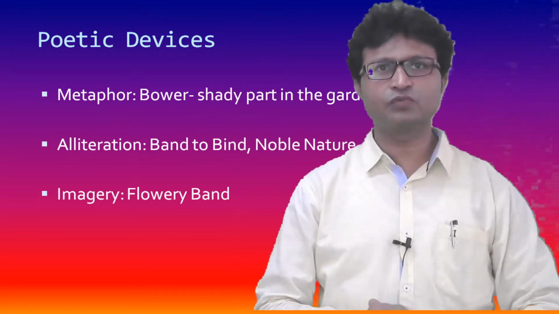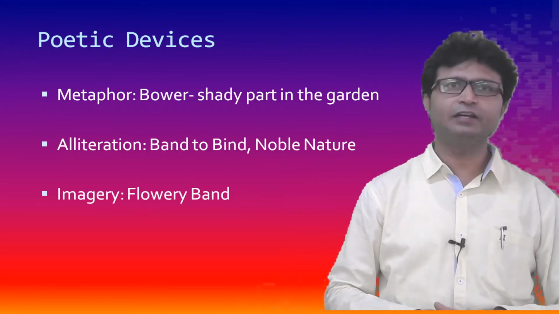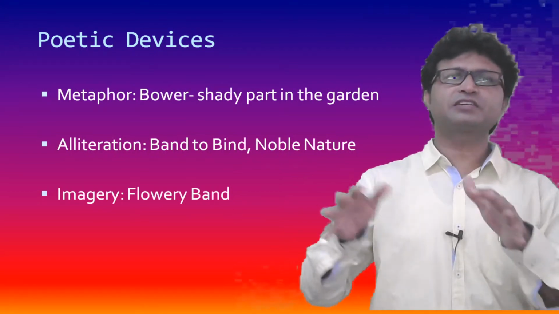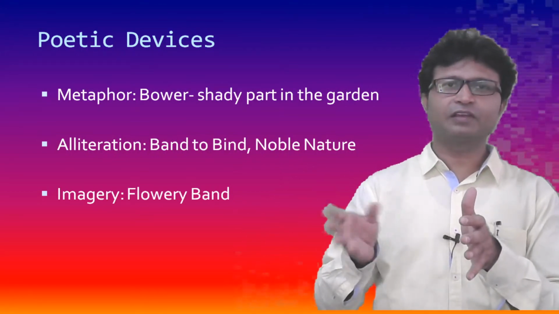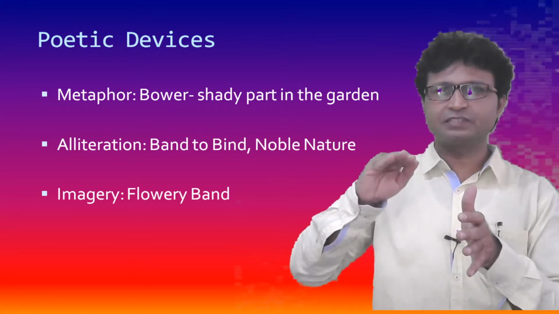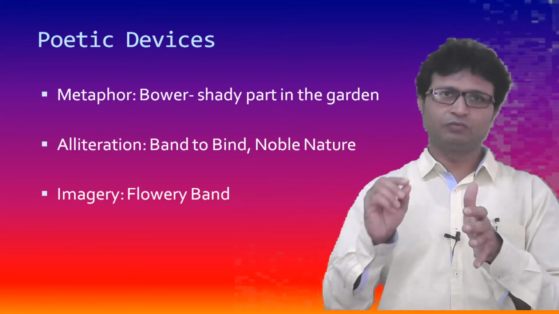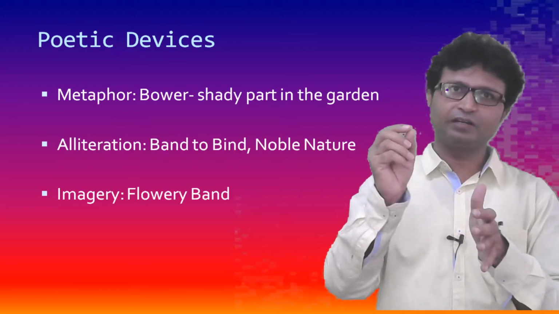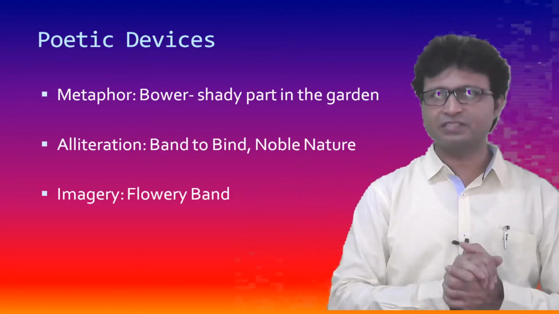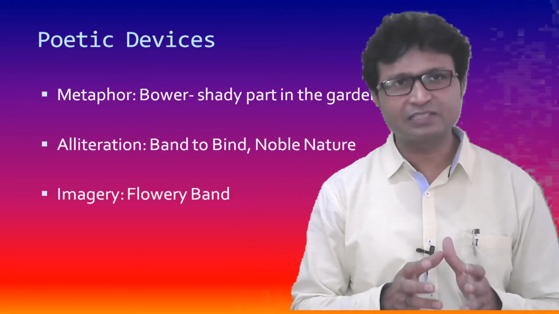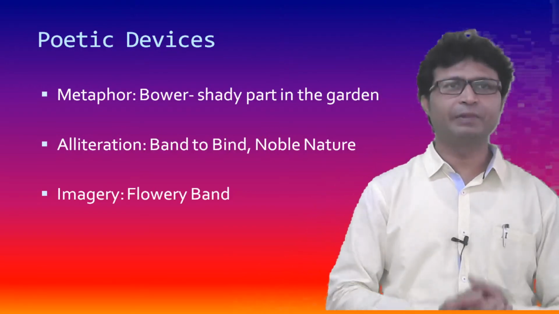So bower is one word by which you get an idea. Okay, it is a shady bower. Instead of saying it is like a shady bower, suppose it were like a shady bower, then the words like and as are used, and the figure of speech would have been simile. But the poet does not use it as simile. He uses it as a metaphor.